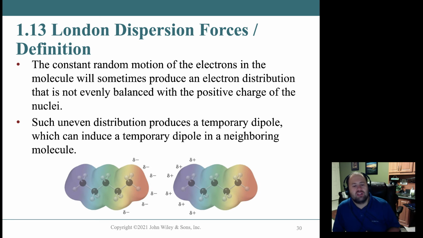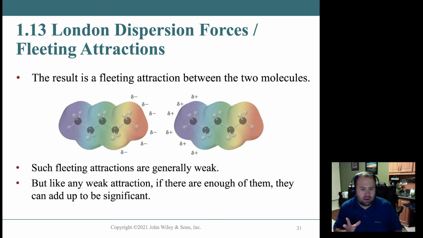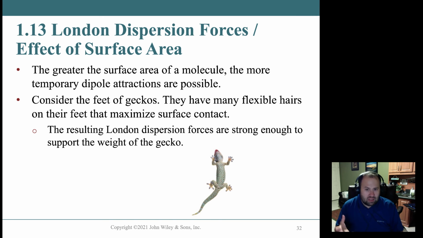These fleeting attractions, they're generally weak and momentary. However, just like any attraction, like Velcro, the more there are, even though they're fleeting, the greater the overall effect will be. And so one effect is the surface area of the molecule. The greater it is, the greater the London dispersion forces overall are. That's why as molecules get larger in their surface area, have a greater, more stretched out shape, they tend to have a greater overall intermolecular force, due to the London dispersion forces.